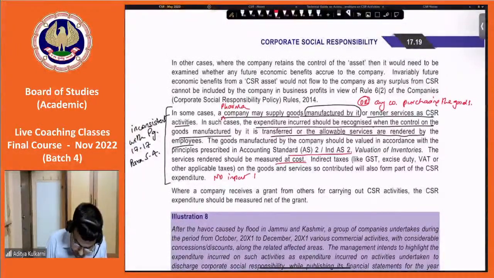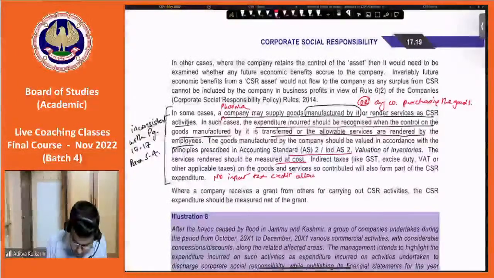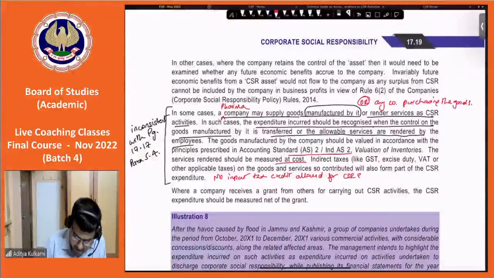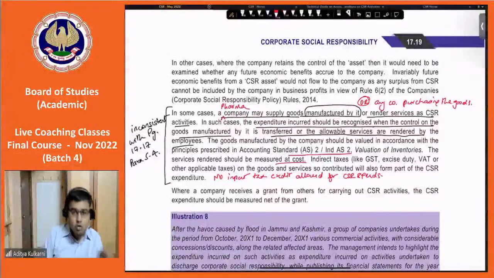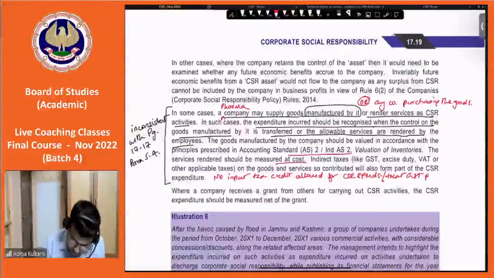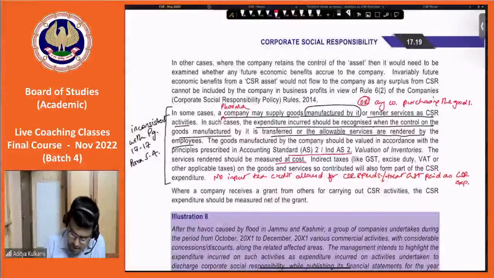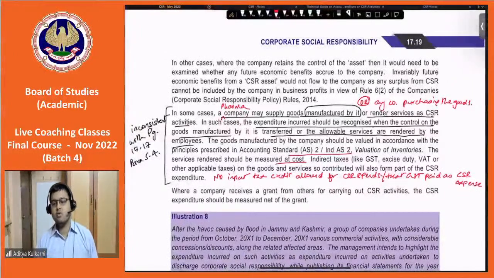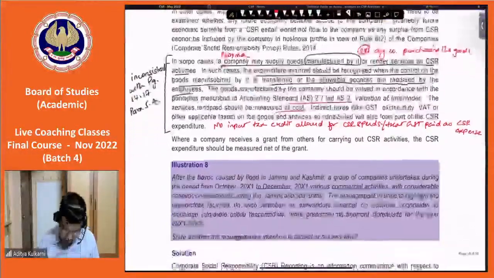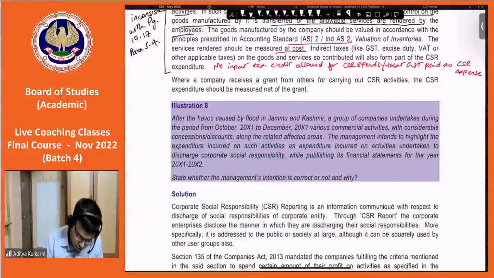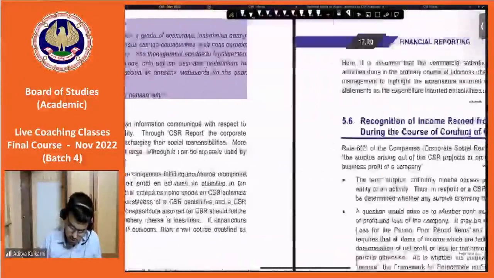No input tax credit allowed for CSR spends. No input tax credit allowed, because outward supply is not taxable, it is charitable. It is not related to your business, it is CSR. No input tax credit allowed for CSR spends. Treat GST paid as CSR expenditure straight away. Whatever is the input tax credit, treat it as a CSR spend. Treat it as a CSR expense. So that is how you are going to treat the GST that is there. So that takes care of this inconsistency which was there. You should be in a position to do illustration 8 as homework.